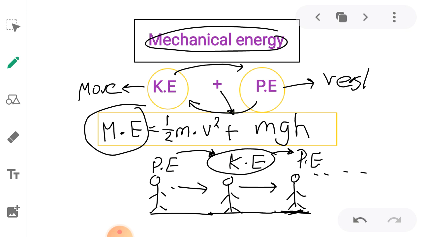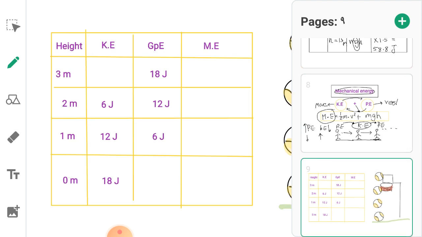And we want to mention something here. If the potential energy increases, it means the kinetic energy decreases, and vice versa. If the potential energy decreases, the kinetic energy increases. Okay, you will understand it more by that example.